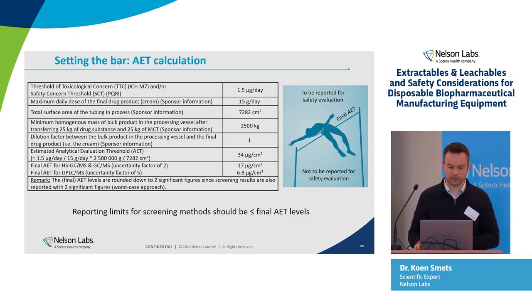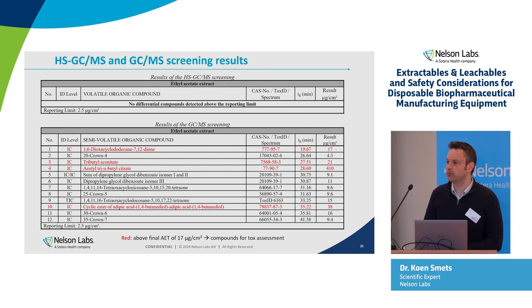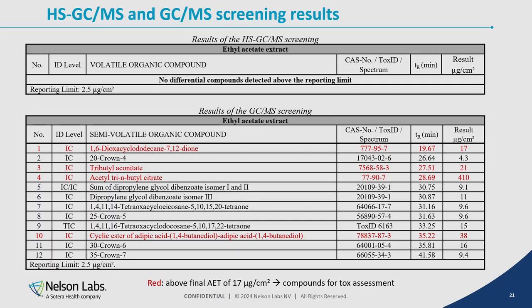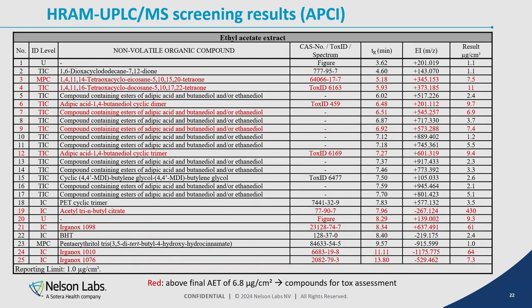Reporting limits were set below those final AET levels, and we ended up with these results. So for headspace GCMS, no volatile compounds were detected above the reporting limit. For GCMS, you can see we ended up with 12 compounds to be reported. The ones highlighted in red were above the final AET level, so their toxicological safety assessment should be performed. And also for LCMS in positive and negative mode combined, we ended up with 25 components, of which only the one in red should be subjected to a toxicological assessment.